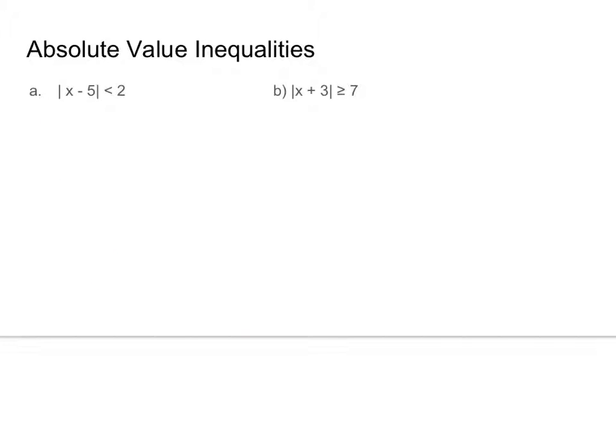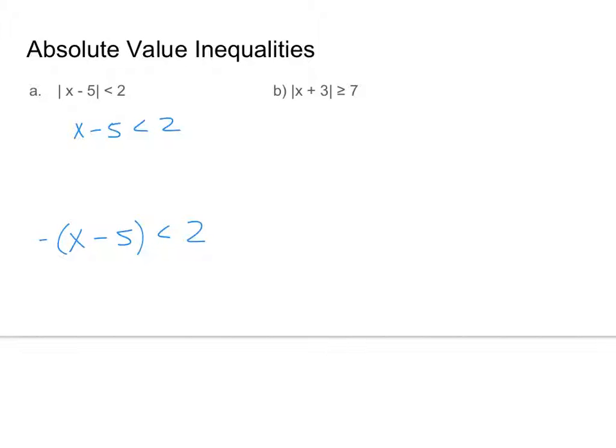Let's look at another couple of examples. Here we're dealing with absolute value inequalities, and what we can do is set these up to be two separate ones. On one hand I've got x minus 5 less than 2. In my other one, I'm going to have x minus 5, but that expression is going to be negative, and it's going to be less than 2.